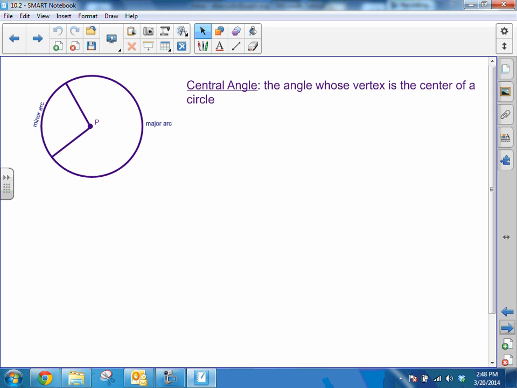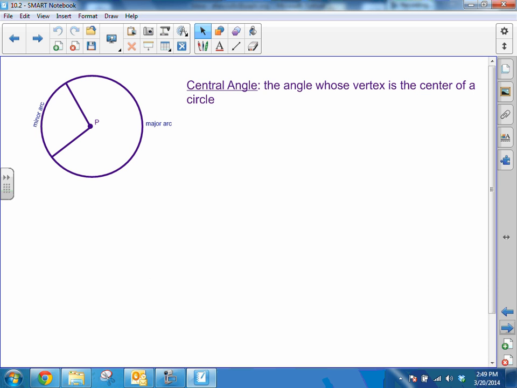Center, that's in the middle, right? So if I want a central angle, shouldn't that be an angle whose vertex is on the center? Because if it was anywhere else, would it have a relationship to the center? Nope, it wouldn't. So central angle, the angle whose vertex is the center of the circle.